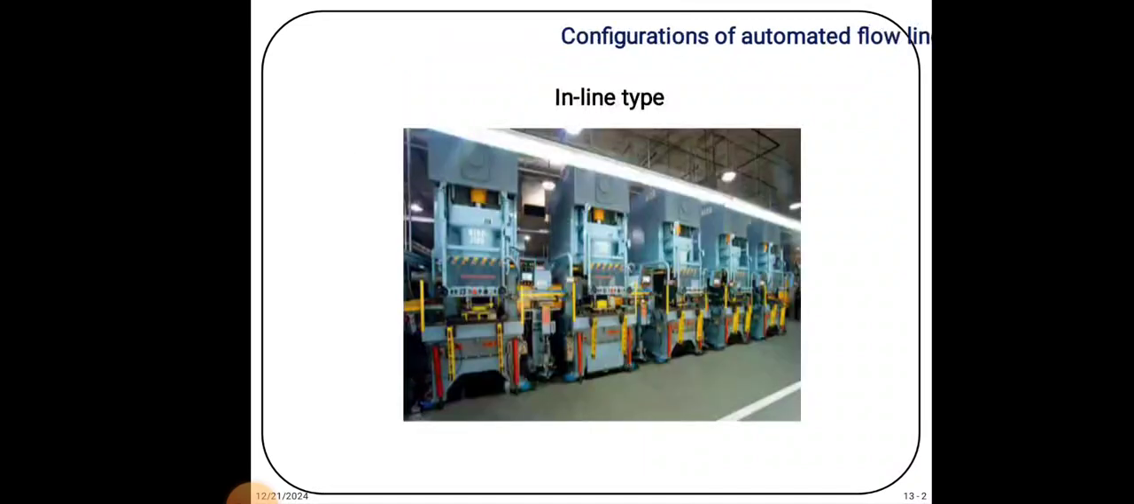Next, we are going to see the first type, the inline configuration. The figure shows inline production flow lines, which involve a linear sequence of workstations arranged in a straight line. Materials or products move in a straight path from one workstation to the next, with each station performing a specified task. This figure shows the inline type.